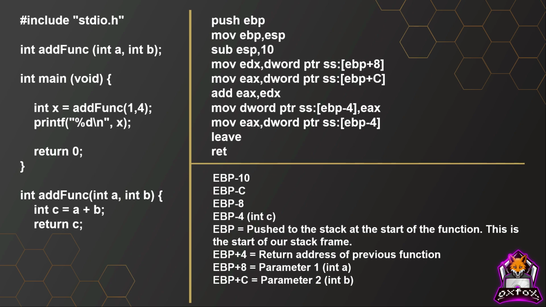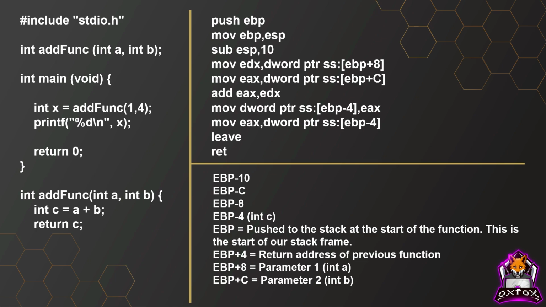Just back to the top for the assembly instructions, I just want to focus on mov EDX, and then you can see here it's referencing EBP plus 8. So what's happening here is we're moving int A, which is the value 1, into the EDX register. The important part here is EBP plus 8 in the brackets. The square brackets mean you are directly addressing the memory at this location.